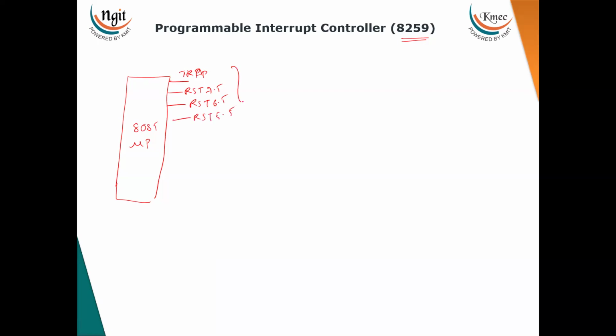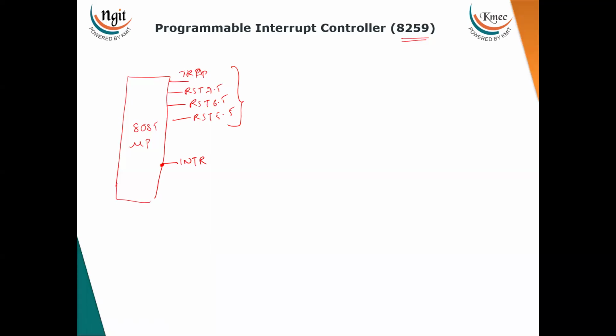Now these are the vector interrupts. When the interrupt occurs, the microprocessor knows where it has to jump and it will execute the ISR. Now coming to the last interrupt, the fifth interrupt, INTR. This is the non-vector interrupt. For that, the microprocessor doesn't know where it has to jump. So for that what?